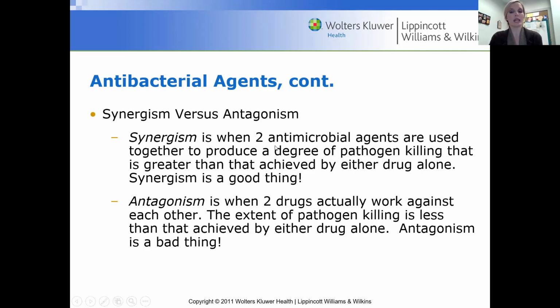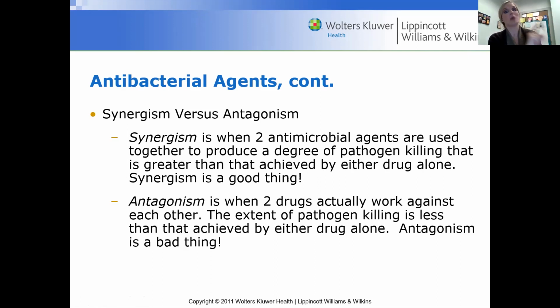Synergism takes place when 2 antimicrobial agents are used together, and they can produce a degree of pathogen killing that is greater than if they were just using one drug alone. So if a patient came in and needs a particular medication and we prescribe them one antibiotic, it may not be as effective. But when we use multidrug therapy, sometimes 2 drugs used together target that bacteria even better, and it kills off that bacteria even faster. That is synergism, when they work very well together. So again, that's a good thing.